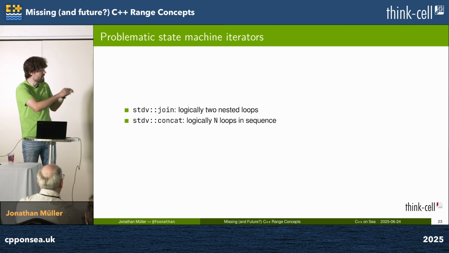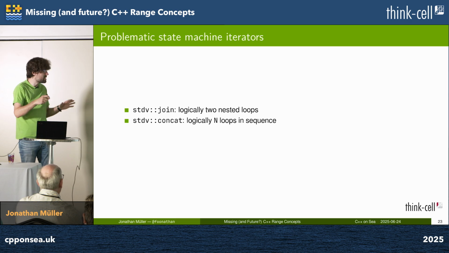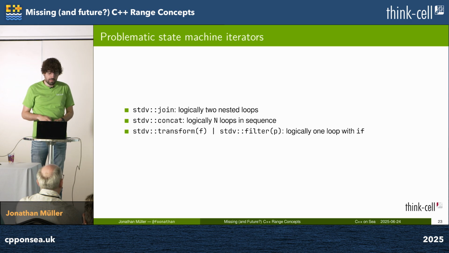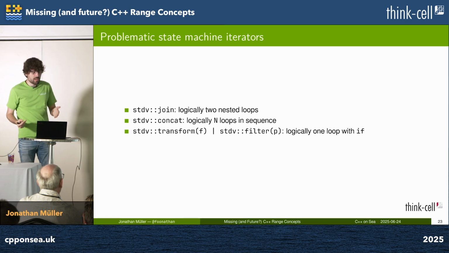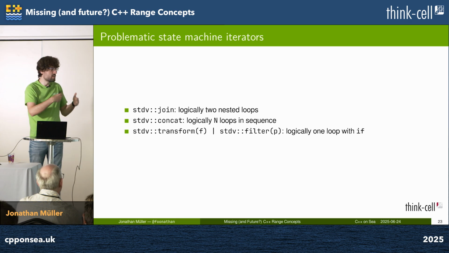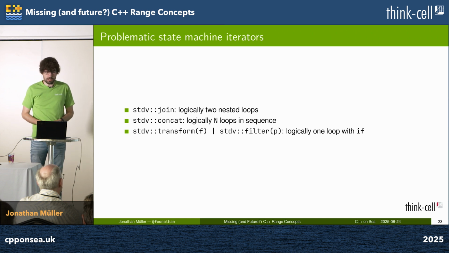But instead, the actual implementation involves a variant of iterators, and then we advance the currently active one, and if this reaches the end, then we change the variant to point to the next iterator, and this is famously very involved. And then transform and filter, this is logically one loop with an if, but instead we've got the state machine, which potentially has to semantically do something that invokes the transformation function twice, once in the decrement and once in the dereference and once in the increment. And so this is not efficient.